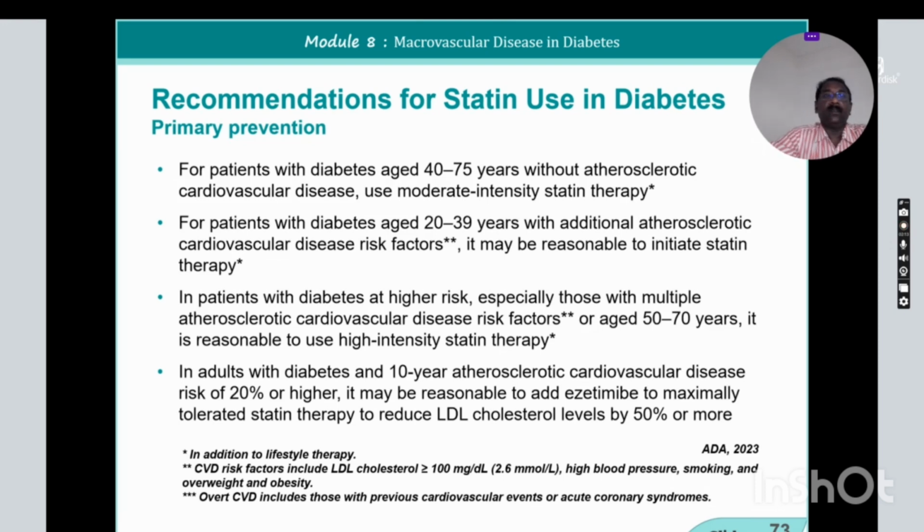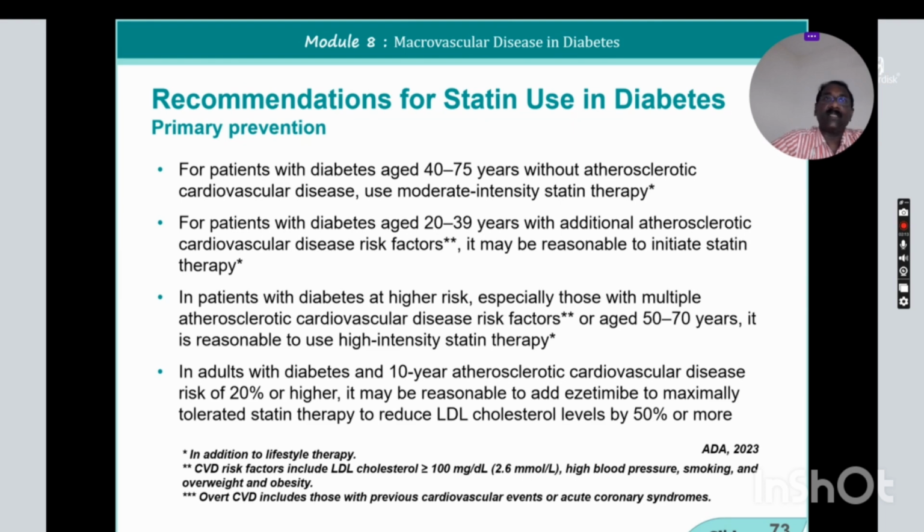So now the recommendations. The primary prevention. For patients with diabetes aged 40 to 75 years without atherosclerotic cardiovascular disease, use moderate intensity statin therapy. What do you mean by moderate intensity statin therapy? Statin therapy is divided into three groups: low intensity, moderate intensity, and high intensity. In India, there is no role of low intensity statin therapy. We have only two things: moderate intensity or high intensity statin therapy.